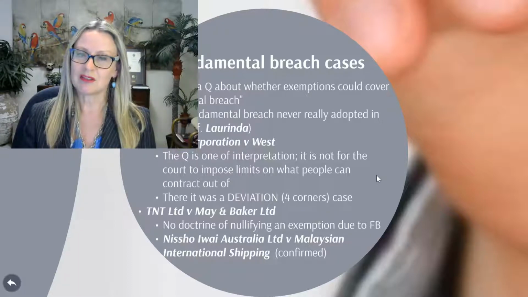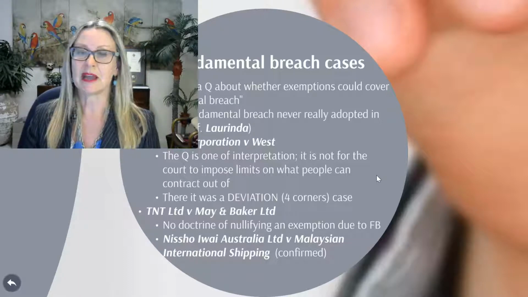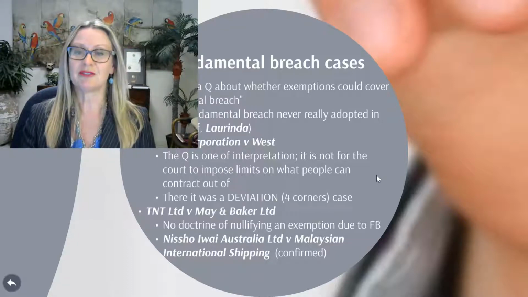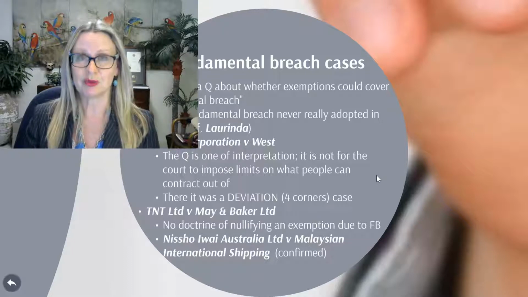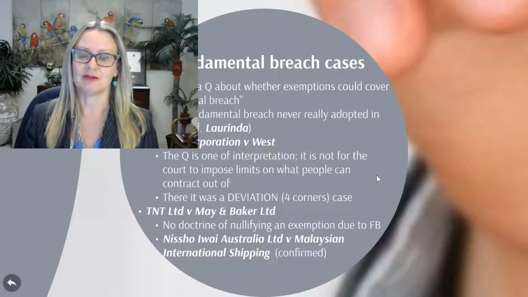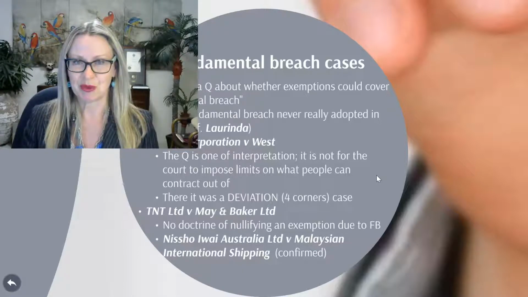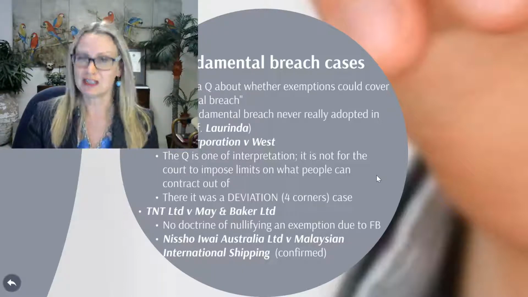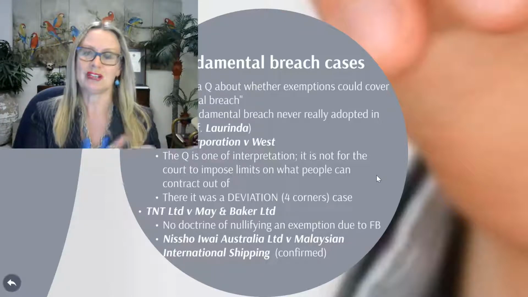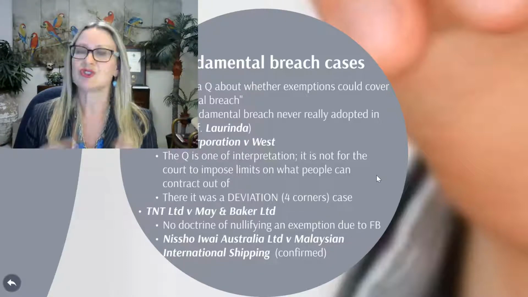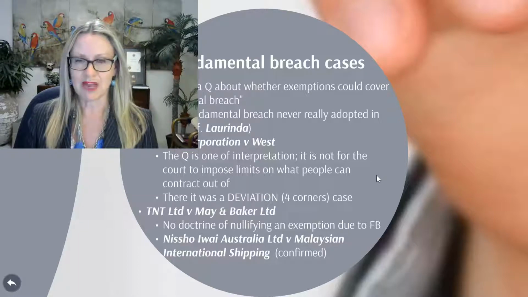So what they said in relation to fundamental breach was certainly repeated in the TNT and Main Baker case, where they said there was no doctrine of nullifying an exemption clause due to fundamental breach, and that was again confirmed in the NISO Hawaii, Australia and Malaysian International Shipping case. So similar journey in terms of fundamental breach as for negligence. You can now exclude both if everything is clear, unambiguous, and the clause is broad enough to catch that kind of behaviour.